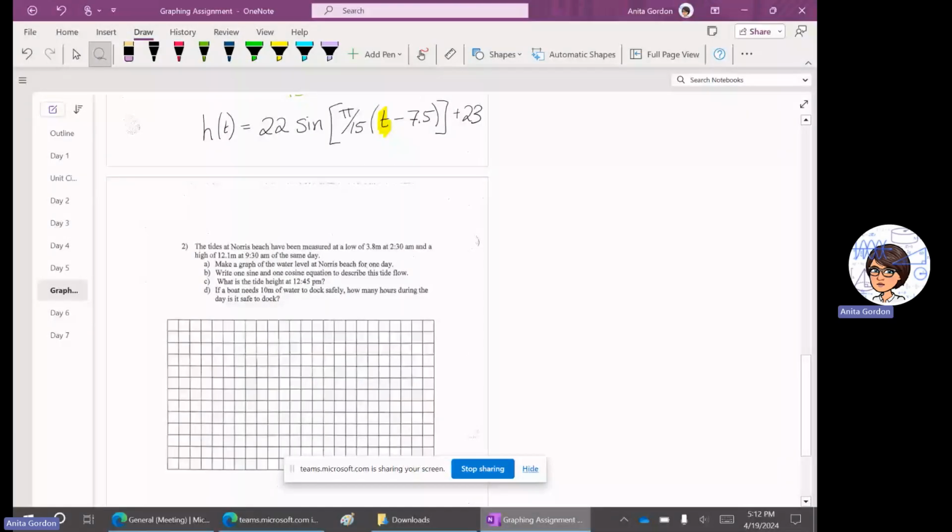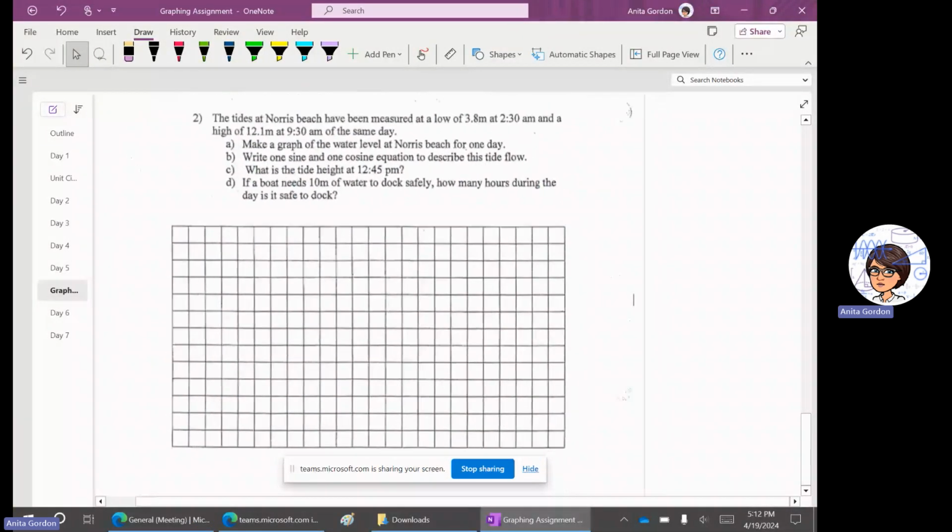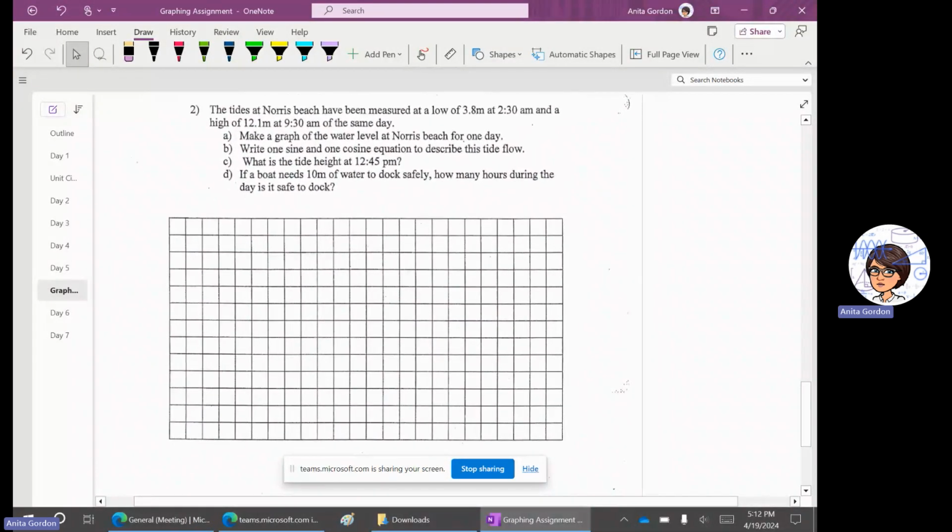The last time I did this recording, it looked like I had muted the audio. So I'm going to try this example one last time. This is the graphing assignment, the last example with the tides at Norris Beach. So I'm going to go through it again here.